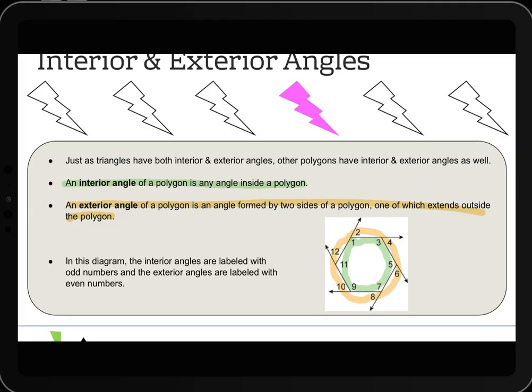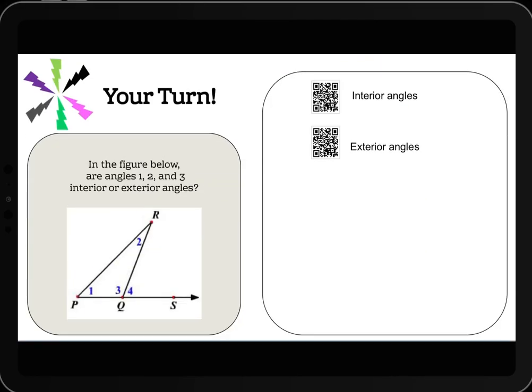And so polygons have interior and exterior angles. So what I would ask you to do is maybe pause briefly and just identify what angles 1, 2, and 3 actually are supposed to be. Are they supposed to be interior or exterior? Hopefully you said interior angles. Of course, they're all contained within the triangle itself, so they are interior angles in this particular case. Angle 4 is an exterior angle.